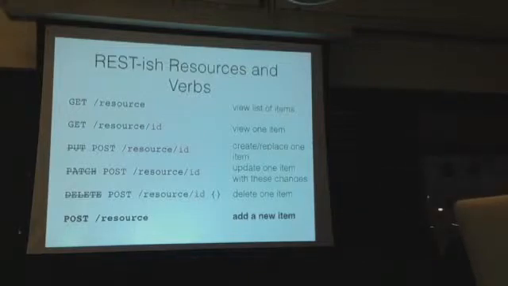So this is my proposal for the RESTish set of resources and verbs. Sorry, am I standing in front of the thing? But it's basically the same stuff you all see on the web anyway. You still use get to get a list of resources or to get a particular resource, and then we just use post for any time we're writing on something. So you post /resource/ID, and that should modify that thing.